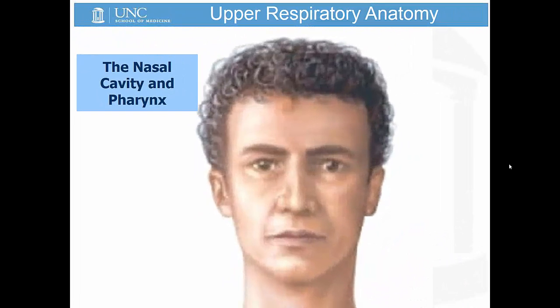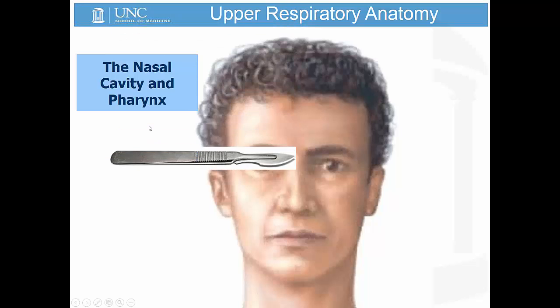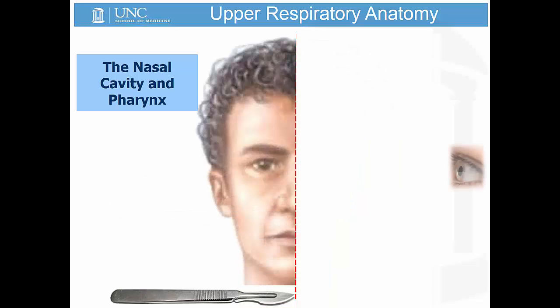Also in the upper respiratory anatomy demonstration, we'll consider the anatomy of the nasal cavity and the pharynx. This is best appreciated by studying a sagittal section. If we could cut through the head sagittally and look in from the side, we can study the nasal cavity and pharynx in great detail.